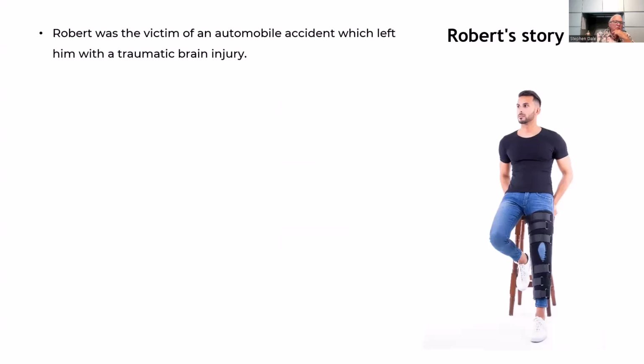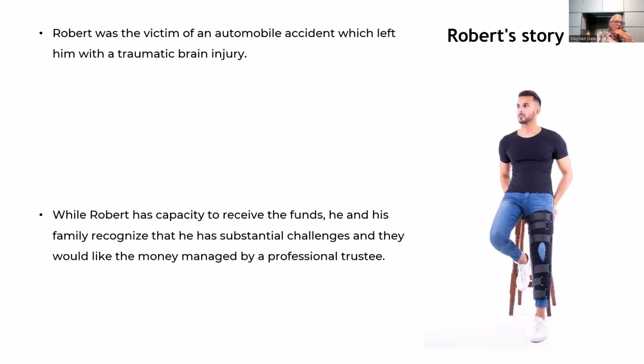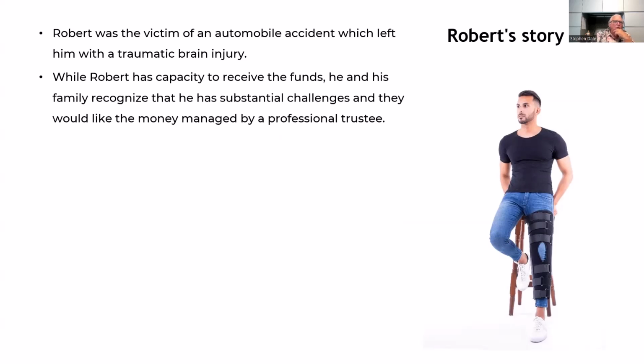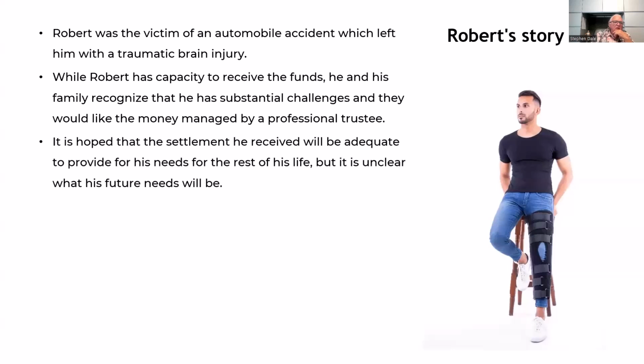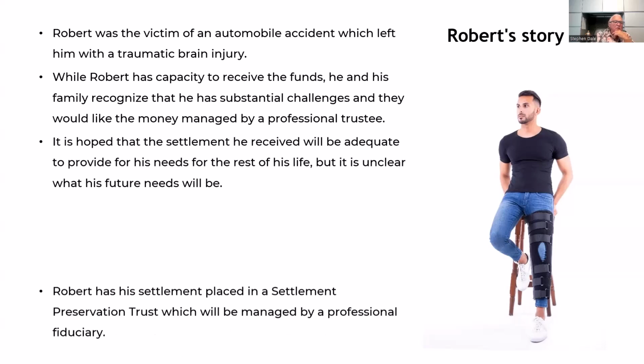Robert is a victim of an automobile accident, left with a traumatic brain injury. While Robert has capacity to receive the funds, he and his family recognize that he has substantial challenges, and they would like the money to be managed by a professional trustee. Probably because Jennifer, Olga, and I hammered on them to get a professional trustee. It's hoped the settlement he receives will be adequate to provide for the needs for the rest of his life, but it's unclear what his future needs are going to be.